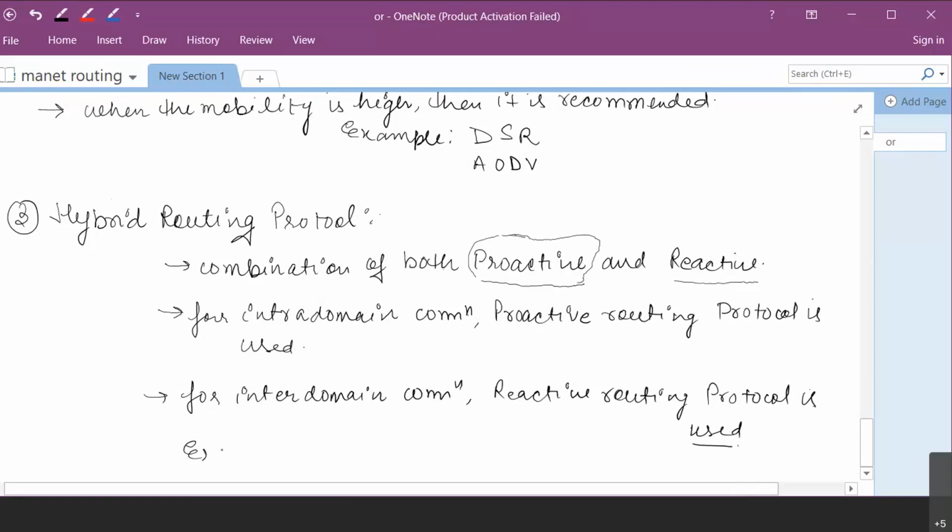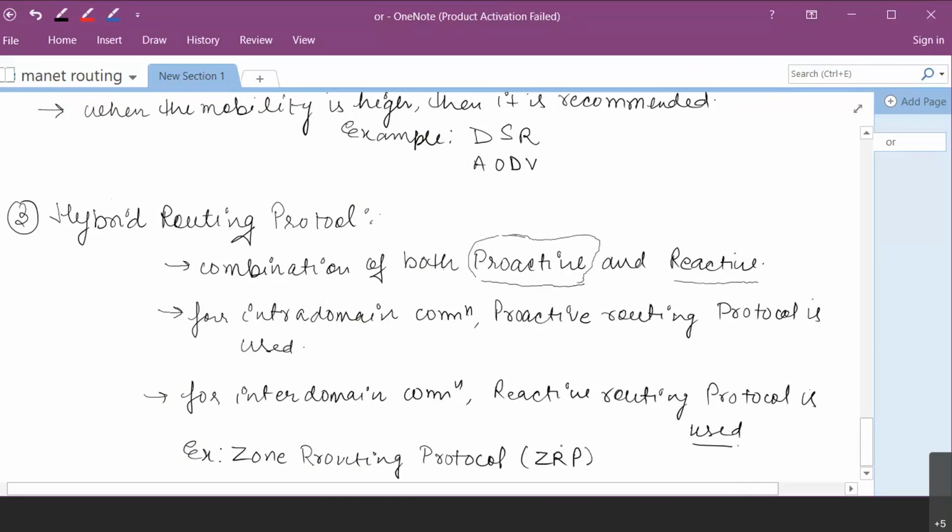An example of this hybrid protocol is called zone routing protocol. When there are so many zones and a node wants to transmit data from one network to another network, from one zone to another zone, in this scenario you can utilize the zone routing protocol.